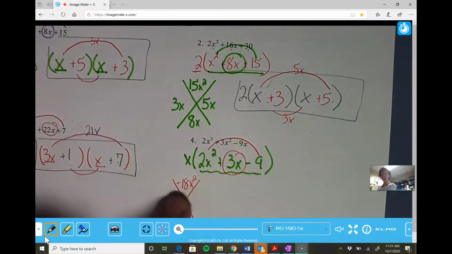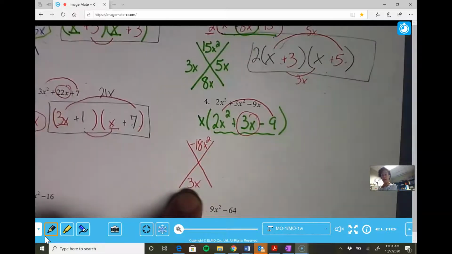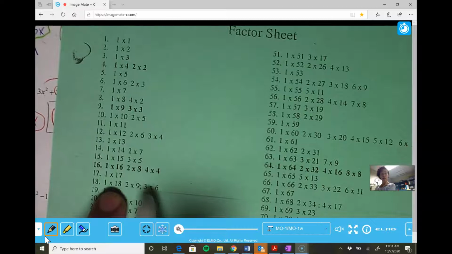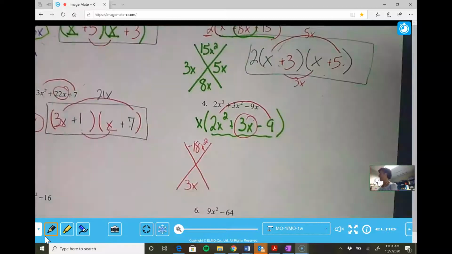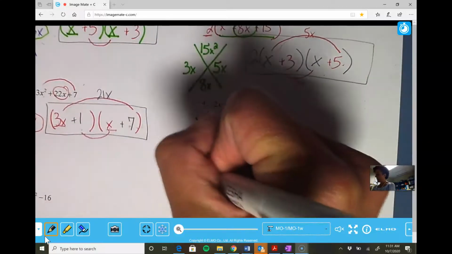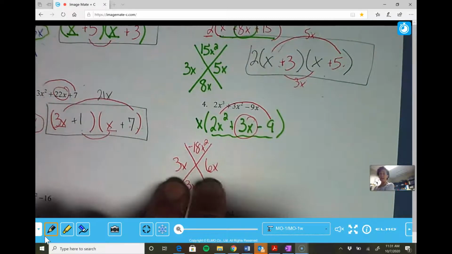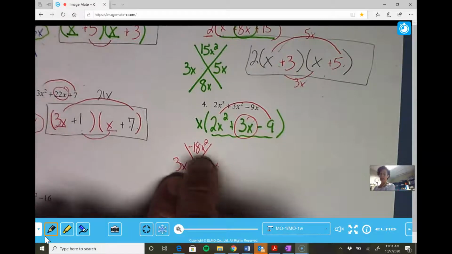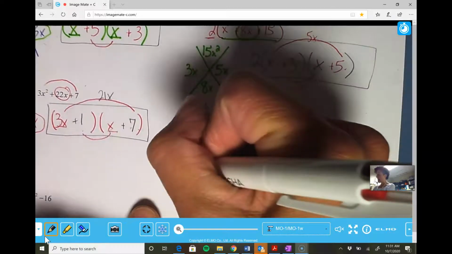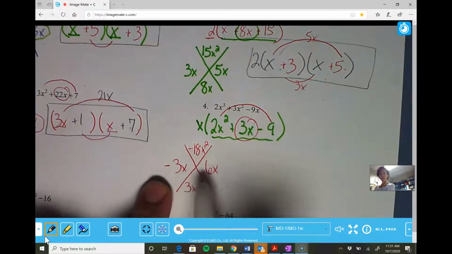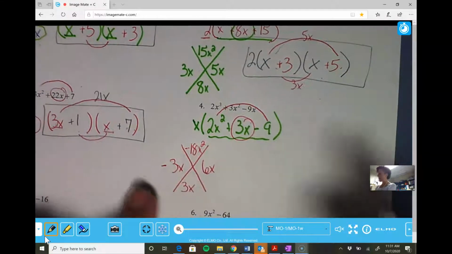And now I'm going to look at factors of 18 that if I add or subtract them get me to 3. So the only set that can get me to 3 will be 3x and 6x. And right now if I add these I get 9, and I need to get 3, and if I multiply these I get 18x squared, not negative 18x squared. So I'm going to have to make this negative, because the negative and the positive make the negative here, but when I add these, I still have a positive 3x.